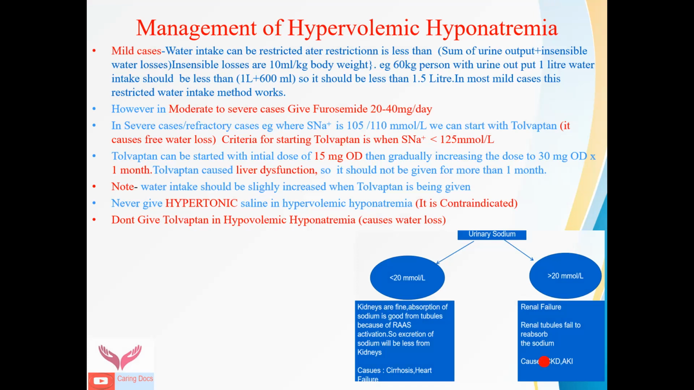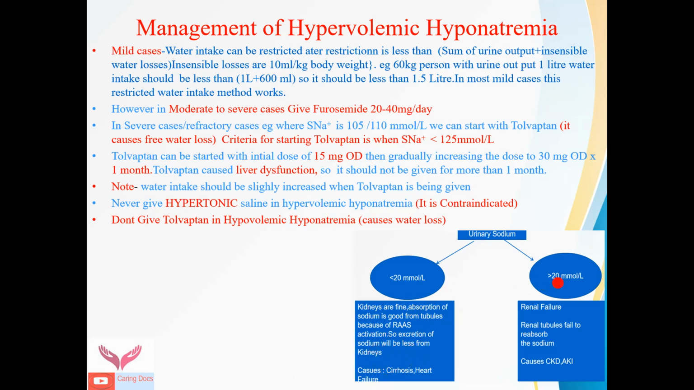Coming to the management of hypervolemic hyponatremia, as we know that in hypervolemic hyponatremia the patient will be edematous, or we can say that he will have features of edema, that is peripheral edema. He may have crepitations in the lungs or may have features of ascites. We will check urinary sodium. If it is less than 20 millimole per liter, it means his kidneys are fine, absorption of sodium is good. So the causes here will be cirrhosis or heart failure.